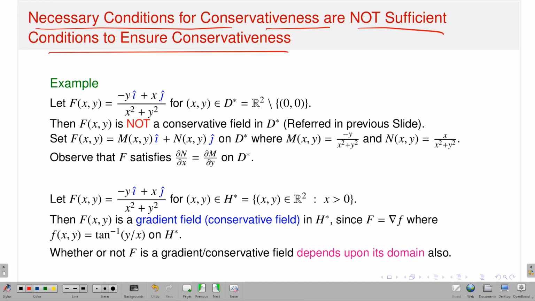So, therefore, you can say that if I have a conservative vector field, then it will have this kind of condition. Now, will that condition be sufficient? The answer is no. So, these are the examples.